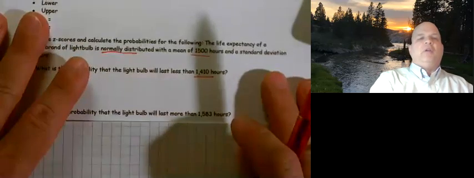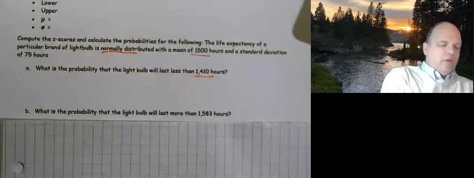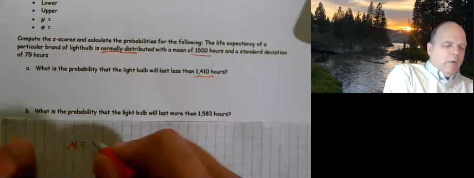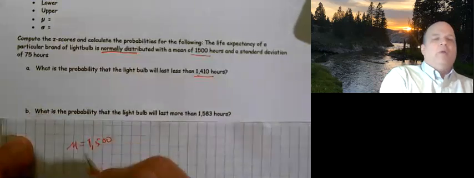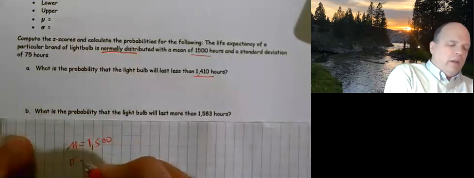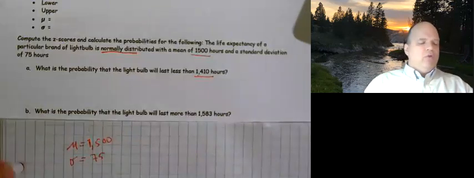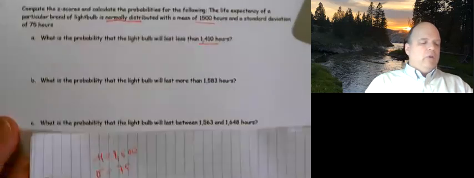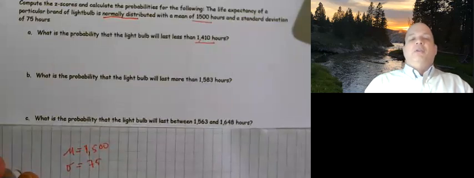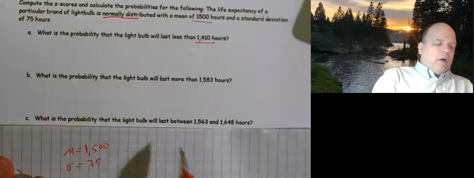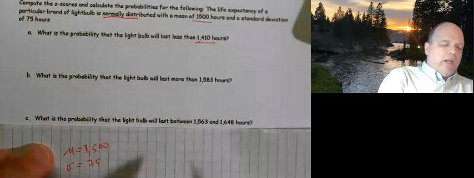Life expectancy for a particular brand of light bulb is normally distributed with a mean of 1,500 and a standard deviation of 75. And once again, the only reason I can use the table is because I know that this is normal. We can calculate z-scores of anything, but we can only use the table if we're working with a normal distribution. So please don't make that confusion. What's the probability that a light bulb will last between 1,563 and 1648 hours?